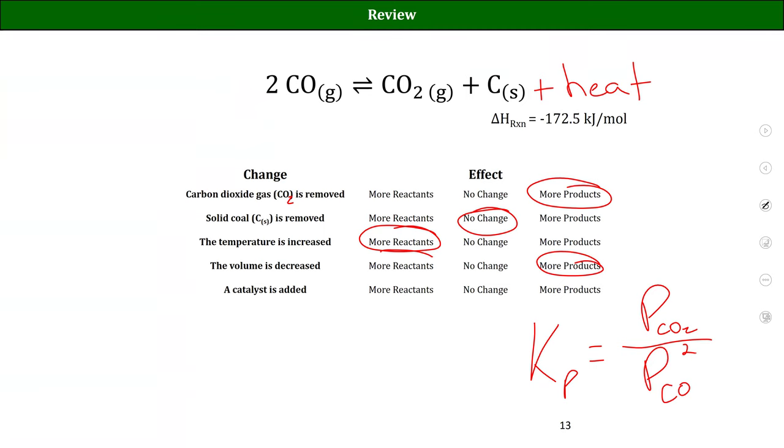And then last but not least, we add a catalyst. What does the catalyst do? You guys talk about catalysts at all? It makes the reaction get there faster, but it doesn't change the energy of the products and the reactants. So if you don't change the energy of the products and the reactants, then delta G does not change. Delta G doesn't change. K doesn't change. The reaction's all still at equilibrium.